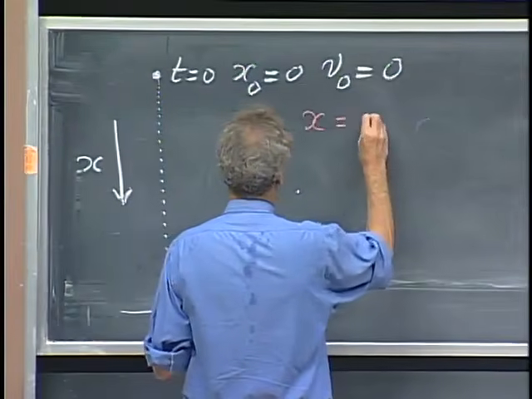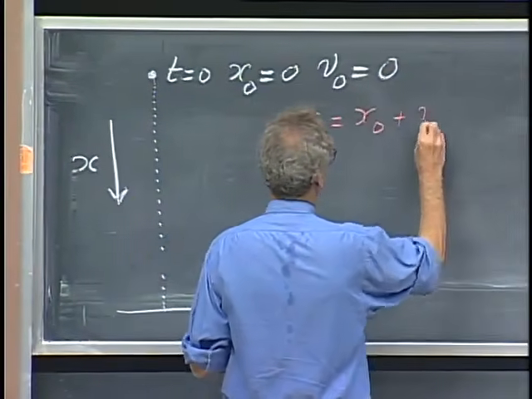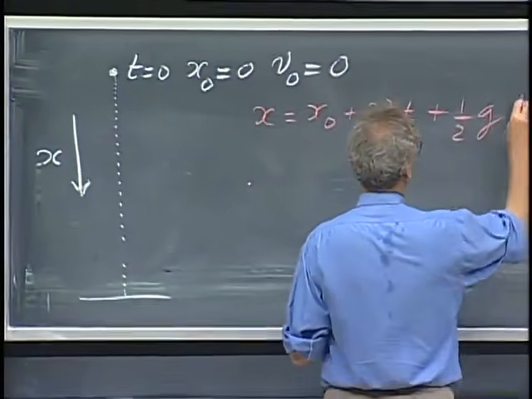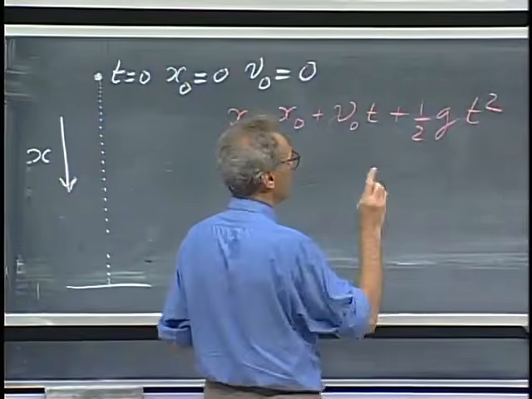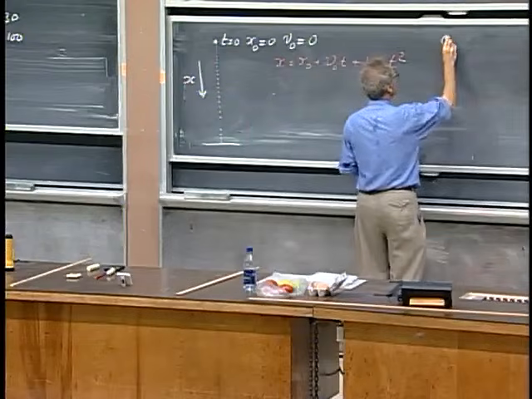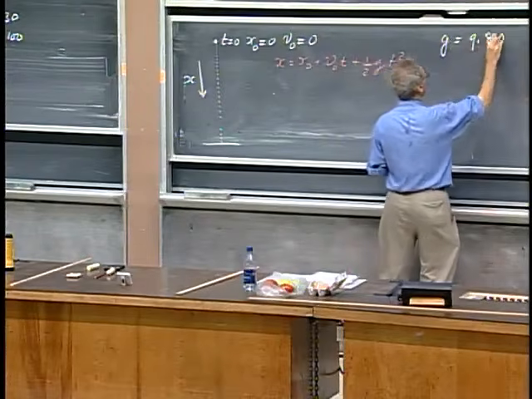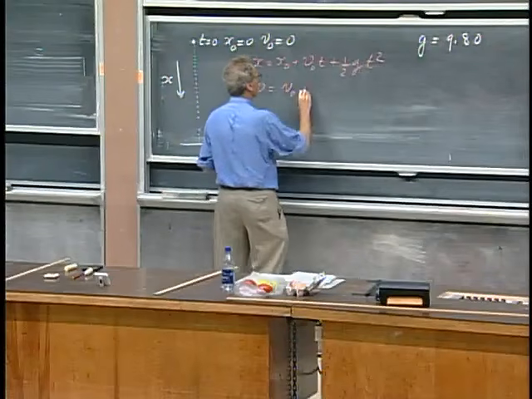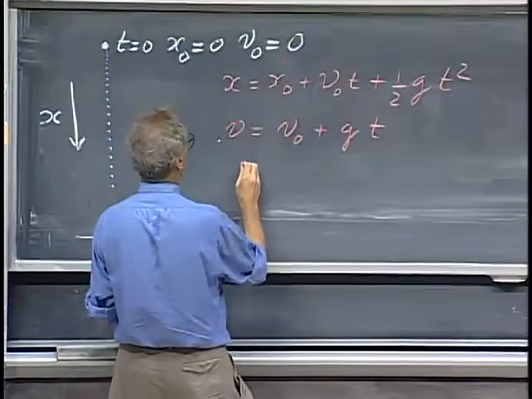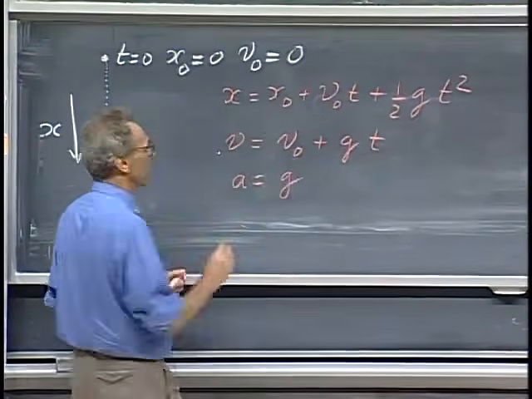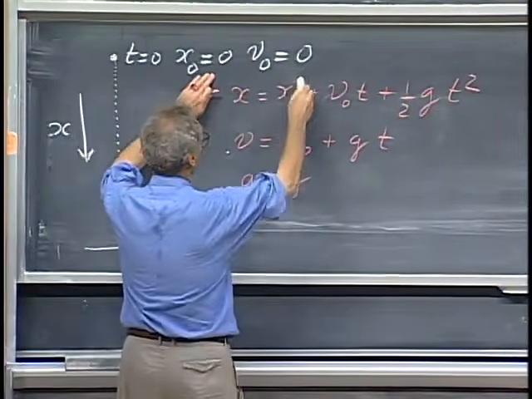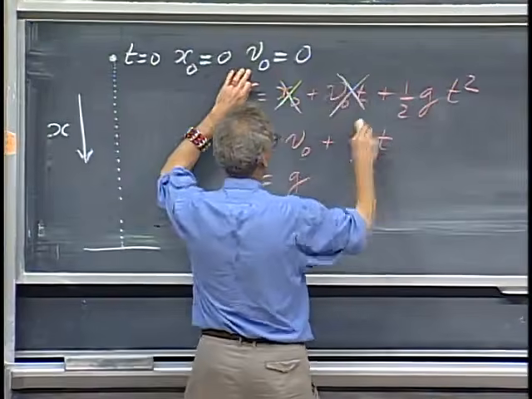x equals x0 plus v0t plus 1/2 gt squared. And g now is 9.80 meters per second squared. The velocity at any moment in time equals v0 plus gt, and the acceleration is constant, is simply g. Now, in my case, I have chosen t equals 0, x0 is 0, and I've chosen v0 to be 0, so these go.